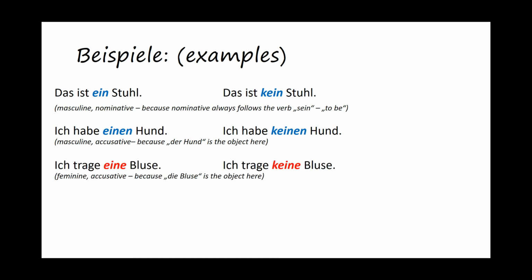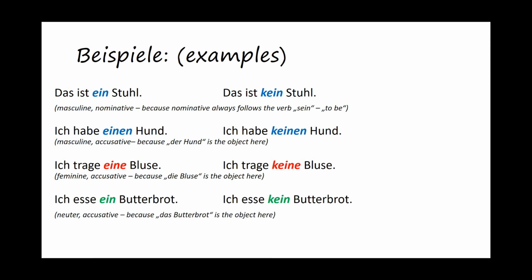Ich trage eine Bluse. Ich trage keine Bluse. Here, Bluse is feminine, and it's in the accusative because it's the object, it's the thing that's being worn, and tragen is the verb to wear.